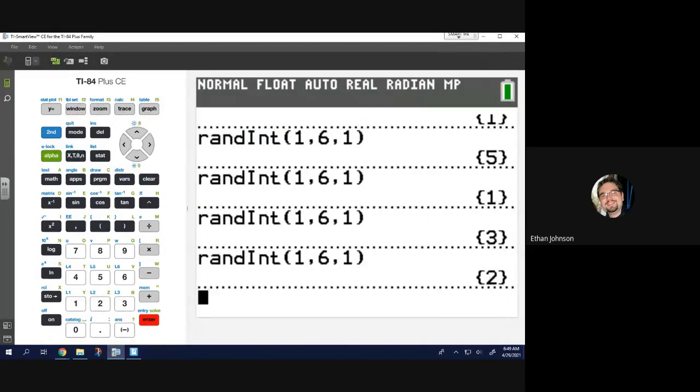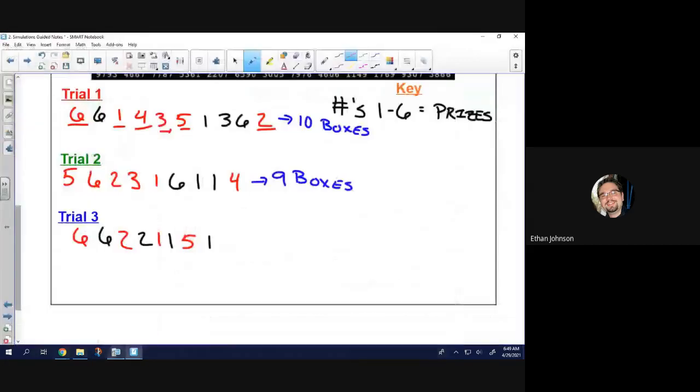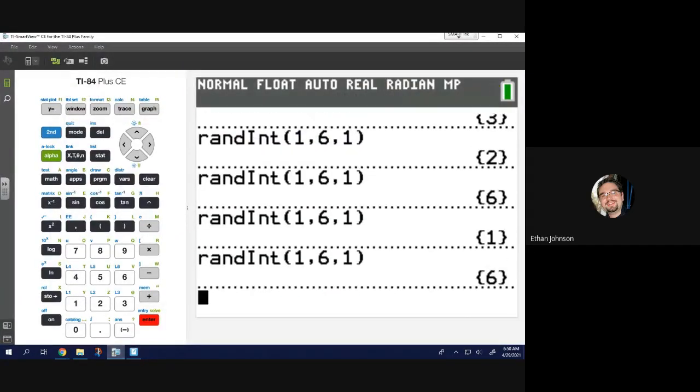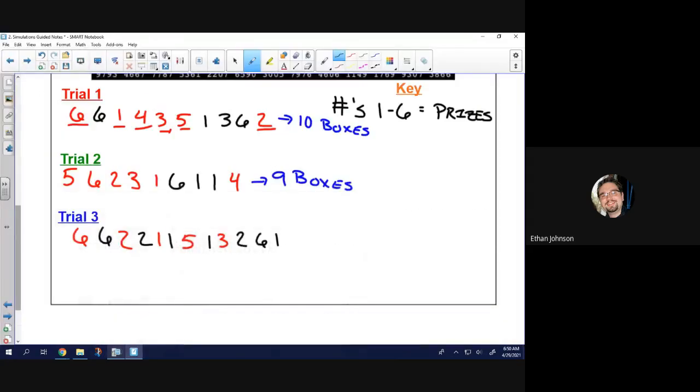Oh, there's our 3. So a 3, a 2, a 6, a 1. So 3, 2, 6, and a 1. Still missing that 4. 6, 4, there it is. 6, and then 4. So then how many boxes did it take? Oh, 1, 2, 3, 4, 5, 6, 7, 8, 9, 10, 11, 12, 13, 14 this time.